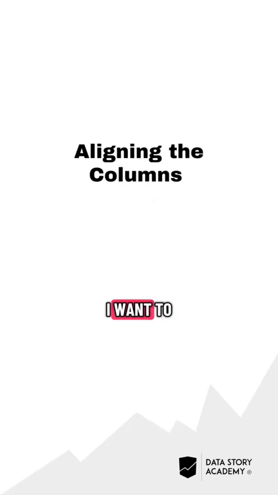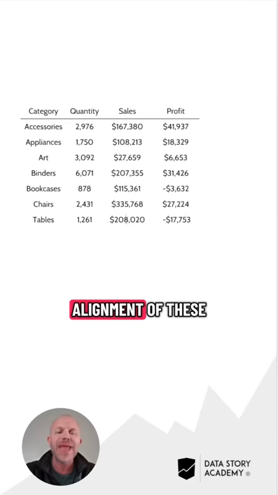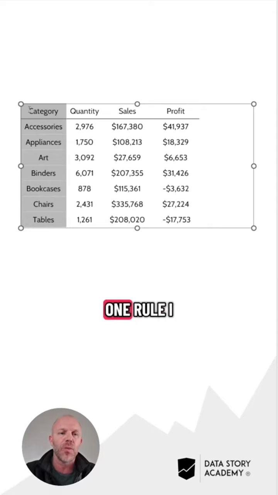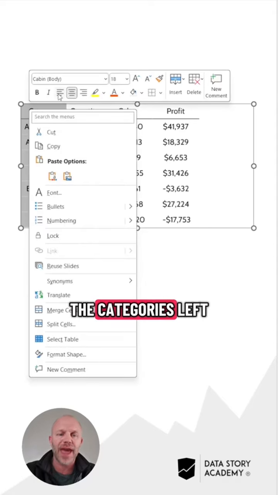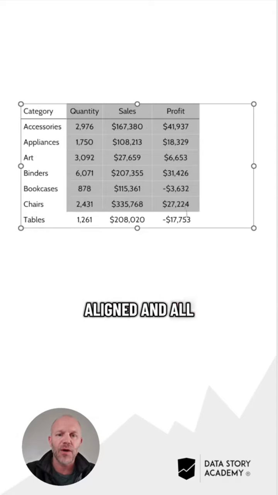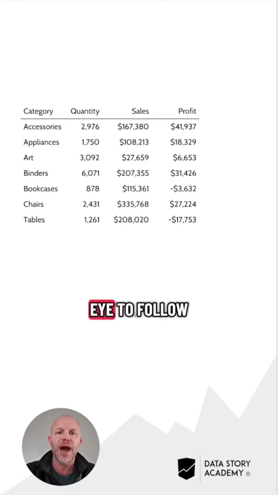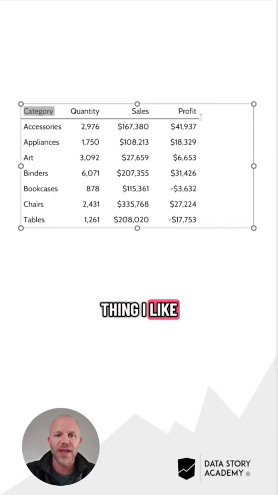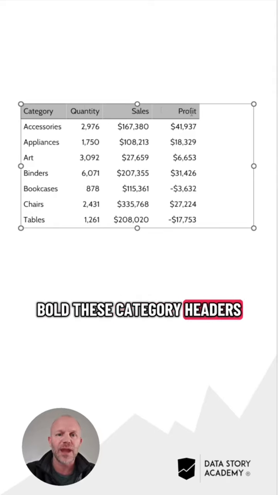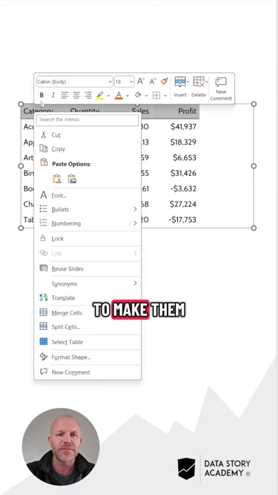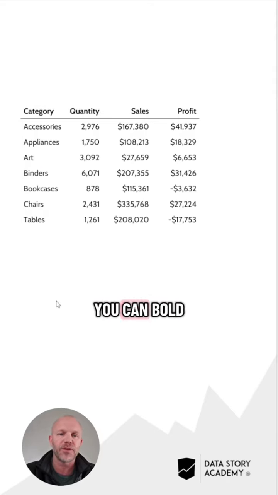The next thing I want to do is an alignment of these different columns. So one of the things I often see is all of these categories and values be center aligned, but if you just click on them, one rule I like to follow is let's make all the categories left aligned and all of the values right aligned. And watch how much easier this is for your eye to follow down these columns and read each of the values. The other little thing I like to do is bold these category headers. So if you're somebody who likes to do that to make them stand out and be separate a little more, you can bold those as well.